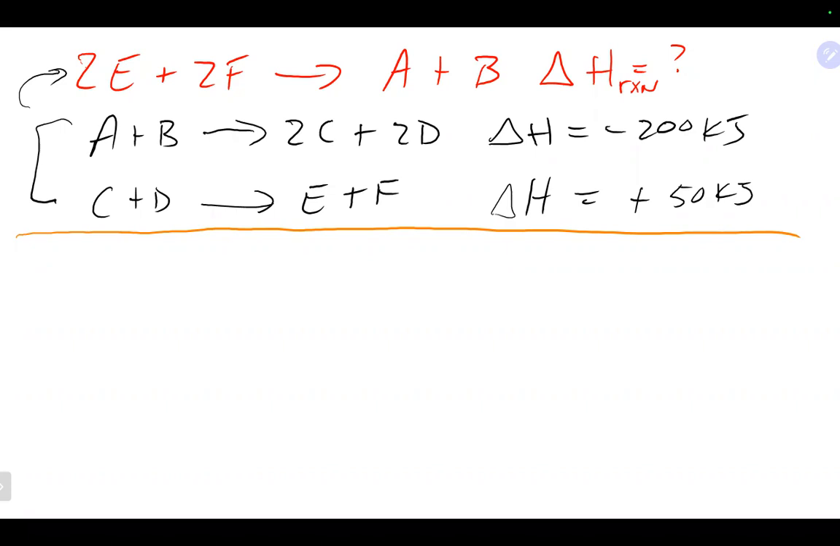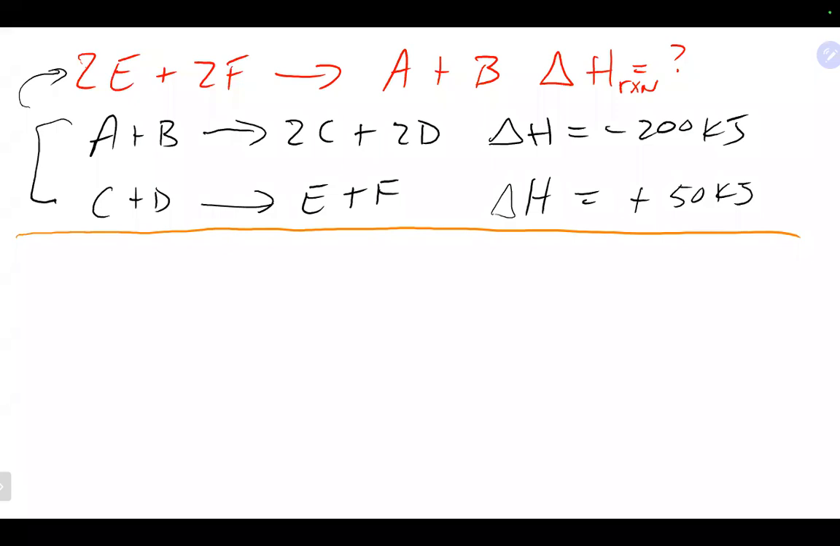So here's the approach you should take when you have to do a Hess's Law problem like this. You usually will have multiple equations given to you, as you can see there on the bottom. Maybe two, maybe three, maybe four, maybe a lot of different equations. A really simple approach is probably the best way to do it.